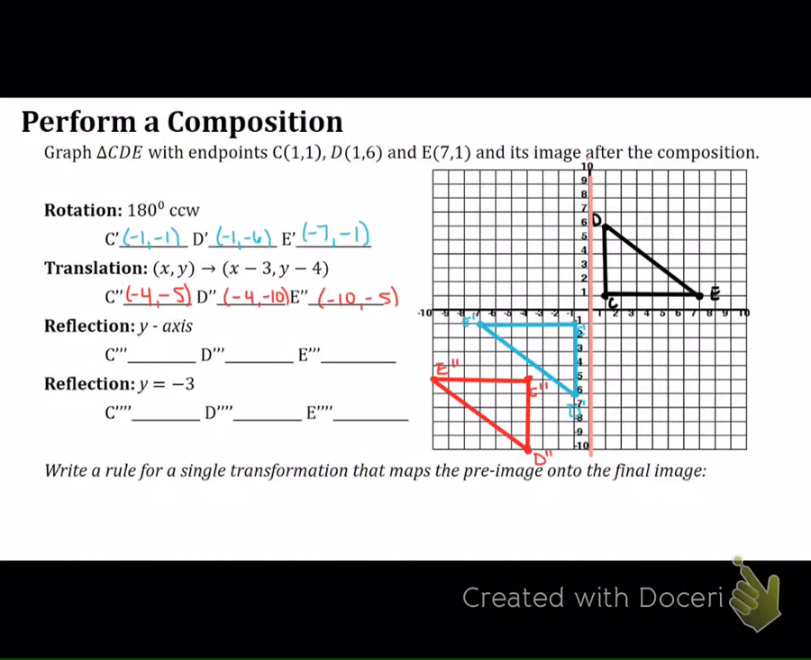1, -10. Oh, that's D. I was thinking D. So D still wouldn't, let's start with D. It wouldn't be 1, -10 though. How many away from negative? That would be 4, -10. Perfect. So we can do D. That's fine. That's 4, -10.